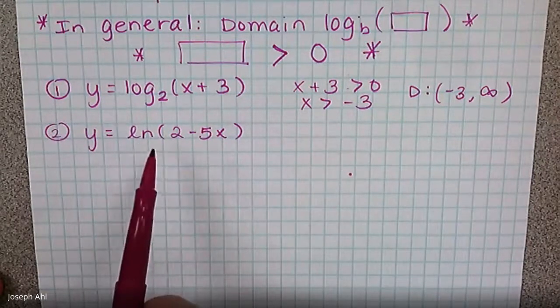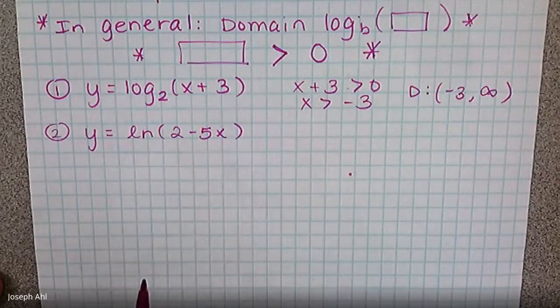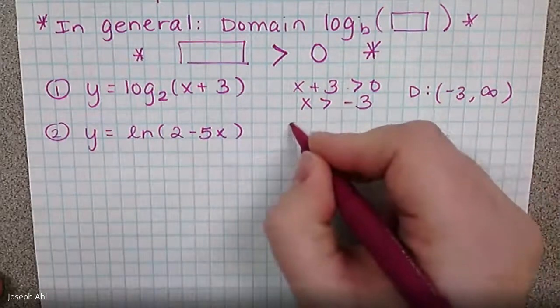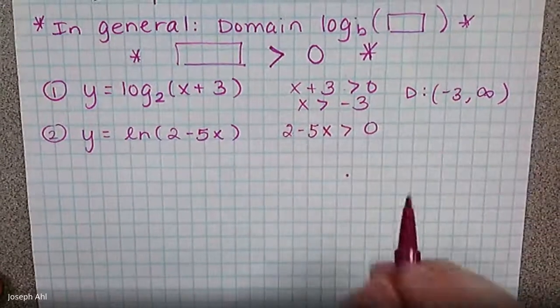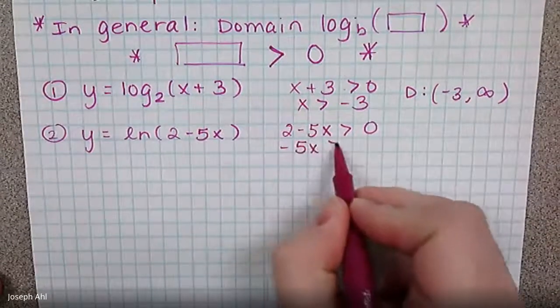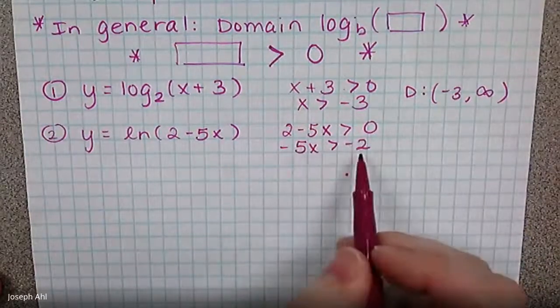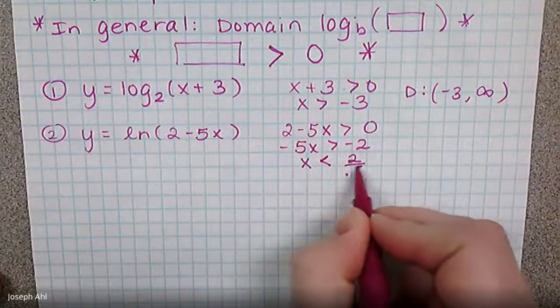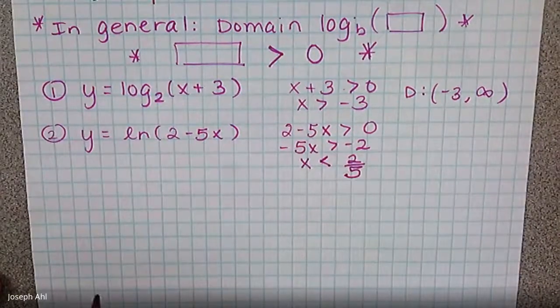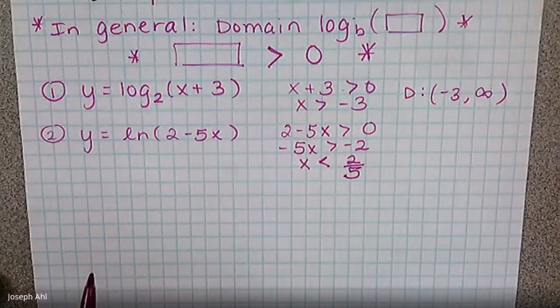Okay, so log base e and ln mean the same thing. Therefore, if we said let 2 minus 5x be greater than 0, the whole quantity on the inside, when I solve, I'll subtract 2 to the other side, but I just have to be careful that when I divide by the negative 5, this inequality flips over. Okay, so we get x is less than 2/5.